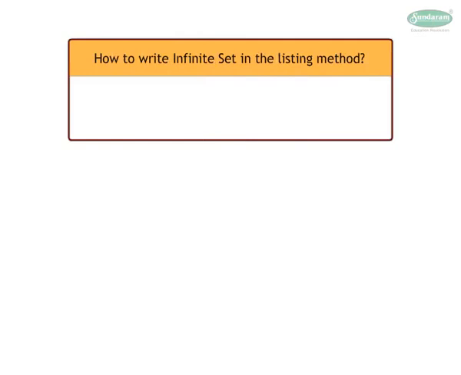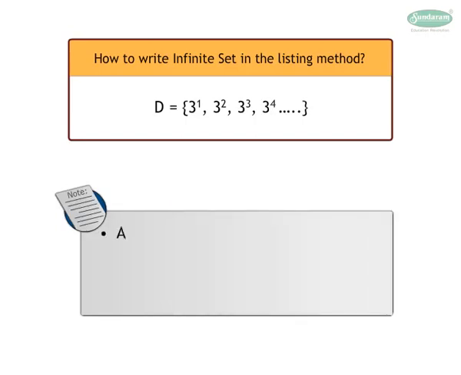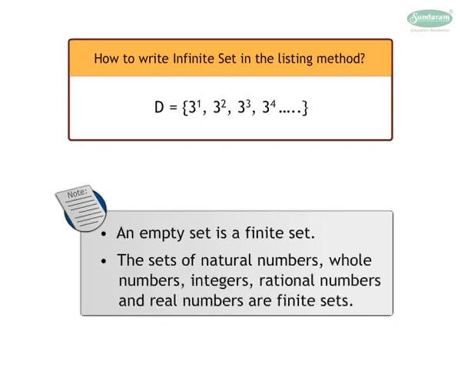How to write an infinite set in the listing method? In the listing method, we write set D is equal to open with a curly bracket followed by 3 raised to 1, 3 raised to 2, 3 raised to 3, 3 raised to 4, and put dots to represent the countless elements. We then close with a curly bracket. Note that an empty set is a finite set. The sets of natural numbers, whole numbers, integers, rational numbers, and real numbers are finite sets.